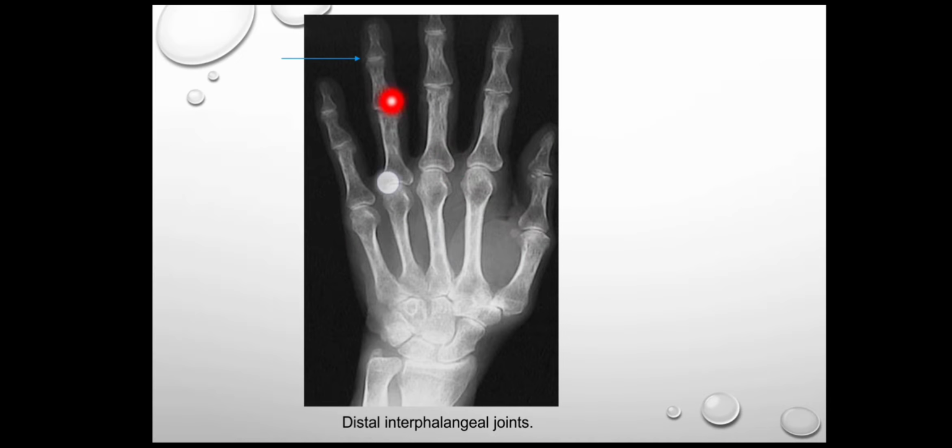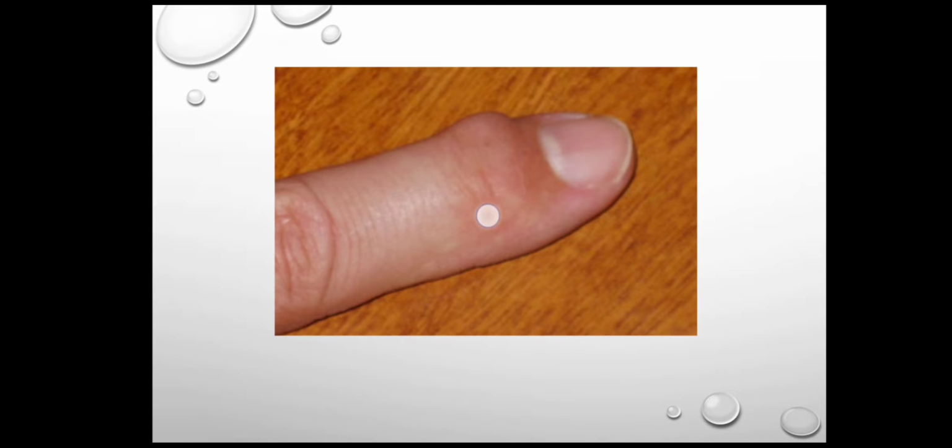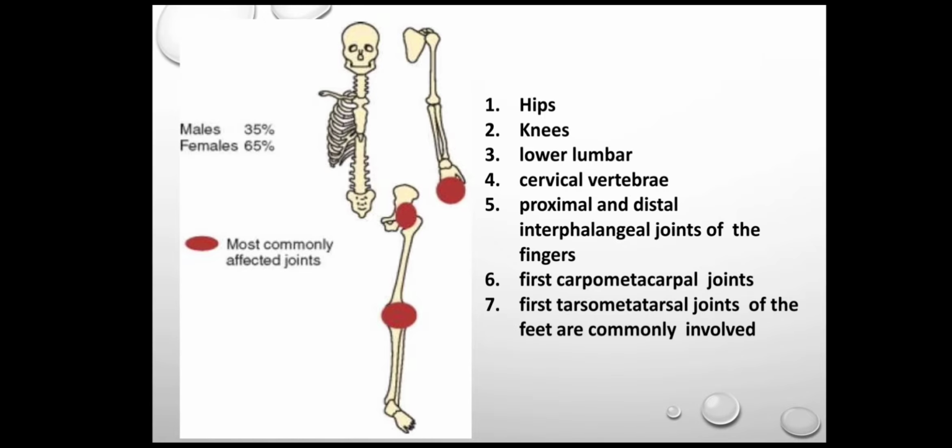So these are the osteophytes at the interphalangeal spaces. This is the osteophyte at the interphalangeal spaces. The joints involved in osteoarthritis are the hips, knees, lower lumbar region, cervical vertebrae, and proximal and distal interphalangeal joints of the fingers. First carpometacarpal joints and first tarsometatarsal joints of the feet are commonly involved.